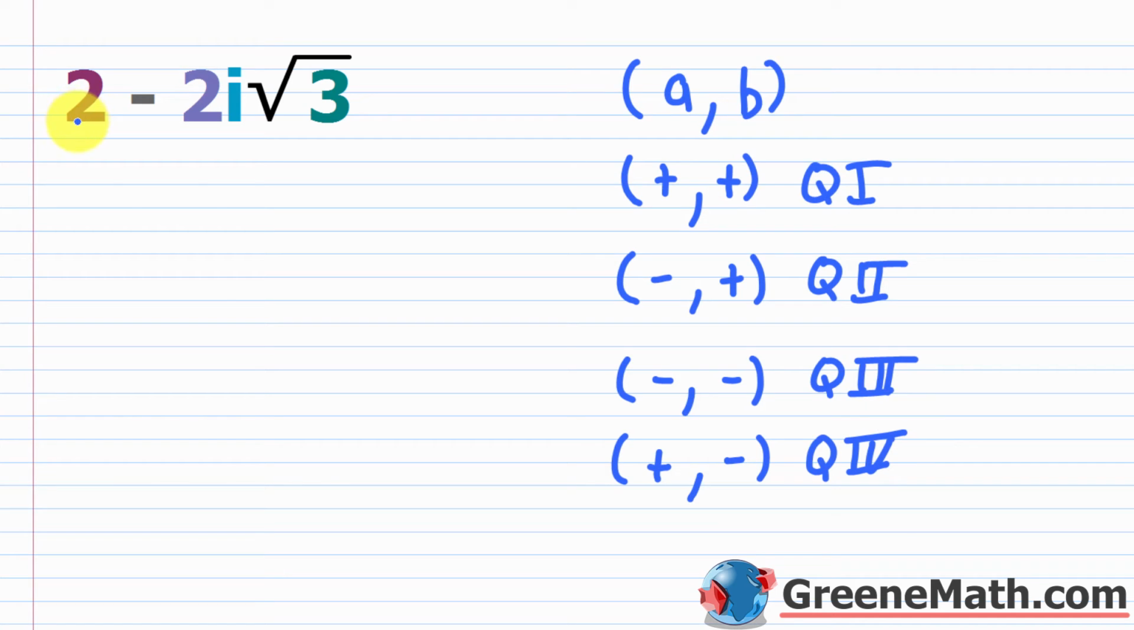So just think about your real part and your imaginary part and ask yourself the question, if I was to graph this as a vector, okay, where would I be? Am I in quadrant 1, 2, 3, or 4? Okay, so that's the first thing you want to do.